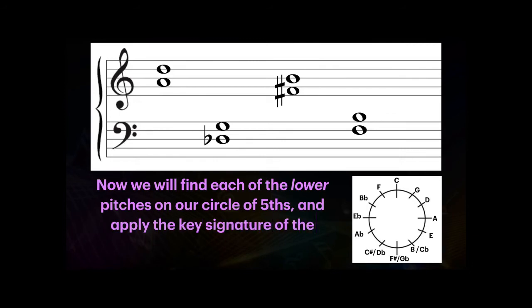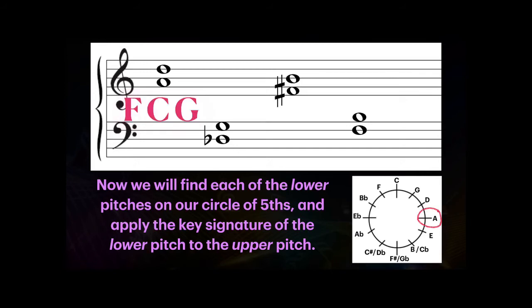Now we will find each of the lower pitches on our circle of fifths and apply the key signature of the lower pitch to the upper pitch. The first lower pitch we see is A, and in the key of A major we have 3 sharps, F, C, and G. The upper pitch is a D. D is not on that list, so D doesn't need a flat or a sharp. This is a perfect fourth, A to D.